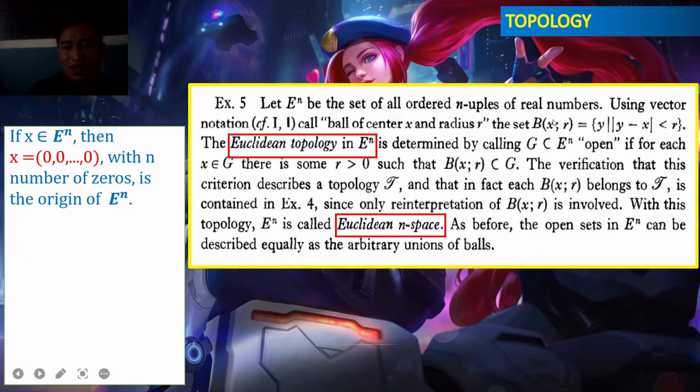So B(x, r) is the ball with radius r. Okay, now class, earlier, in E1, your ball was just an open interval. Then in E squared, the open ball B(x, r) is a circle. And if it is in three-dimensional space, in E3, the ball B(x, r) is a sphere. Okay, E3 is three-dimensional, right? So its form is a sphere.